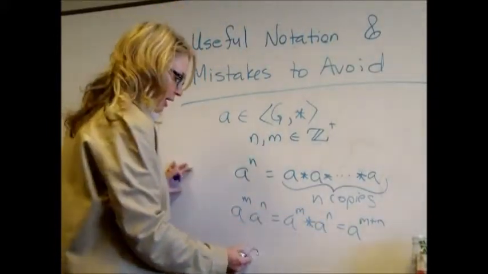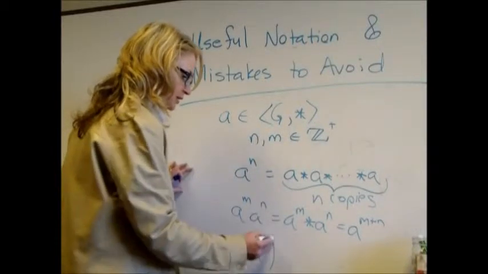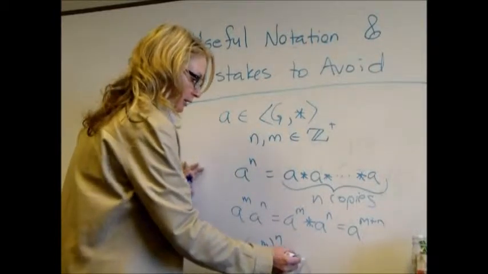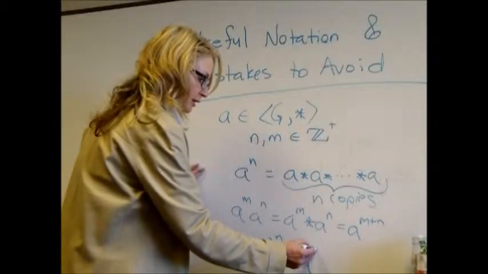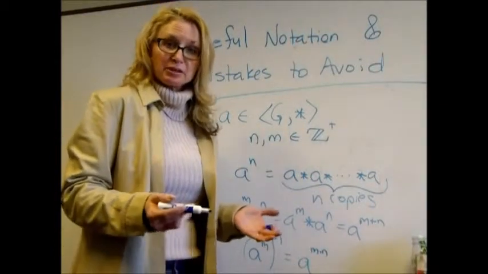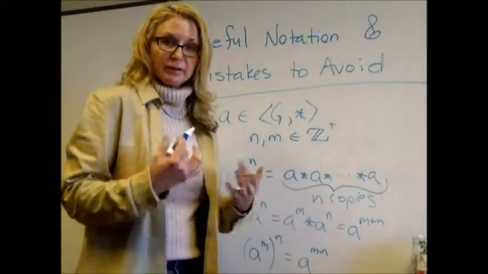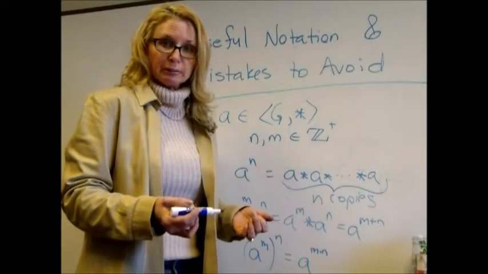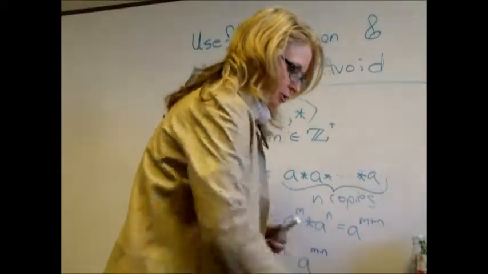Furthermore, a to the m and then raised to the n power means the same thing as it did using exponents. So that's m times n copies of a, all being multiplied together using the operation of the group G.